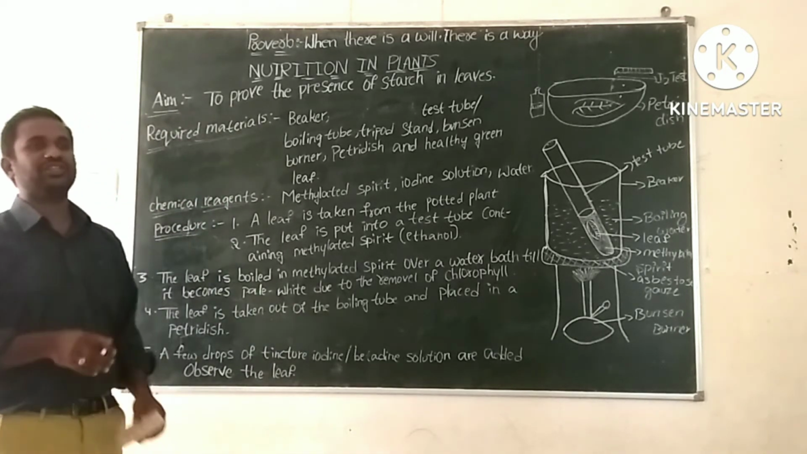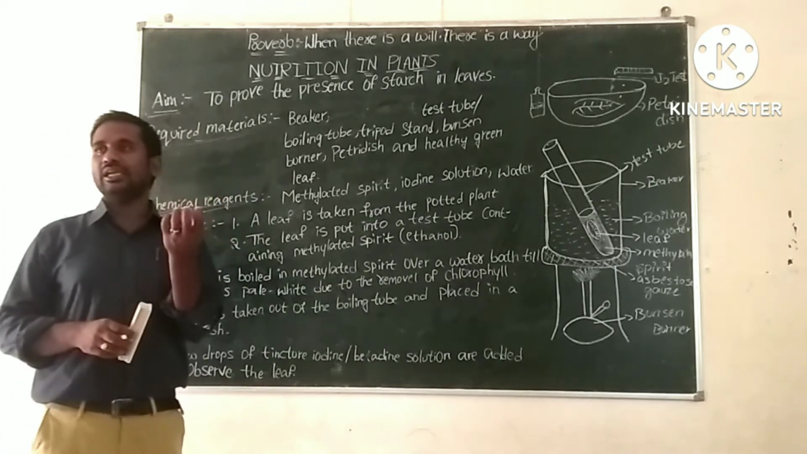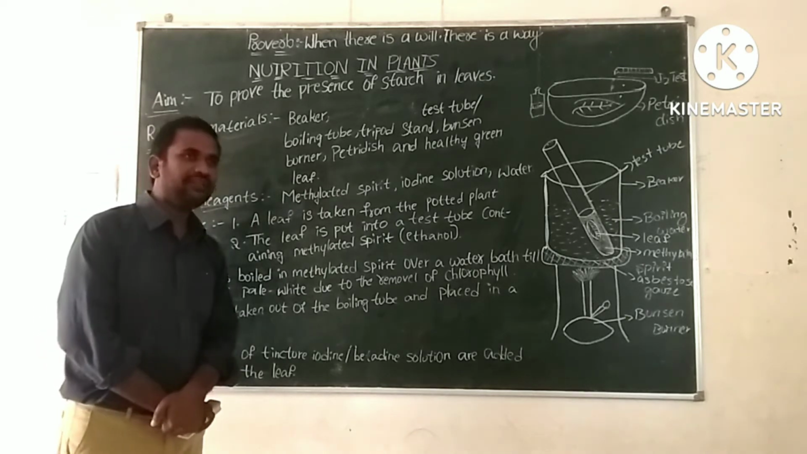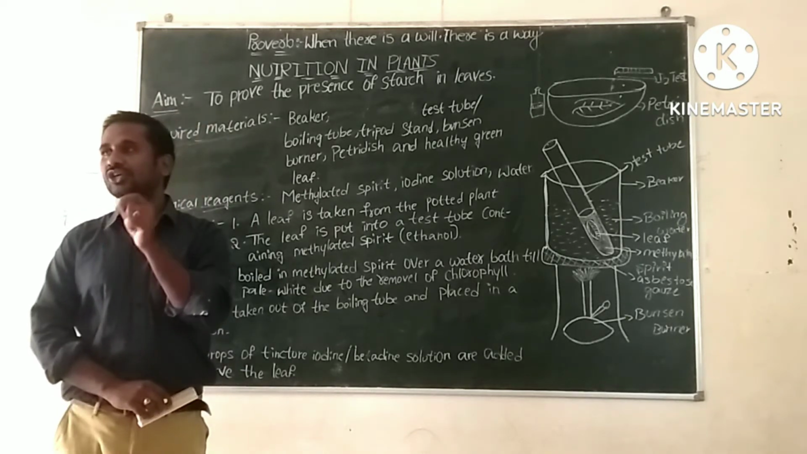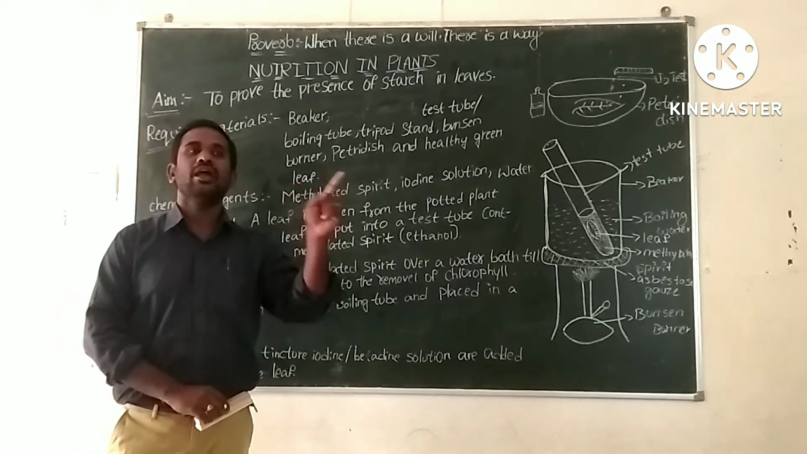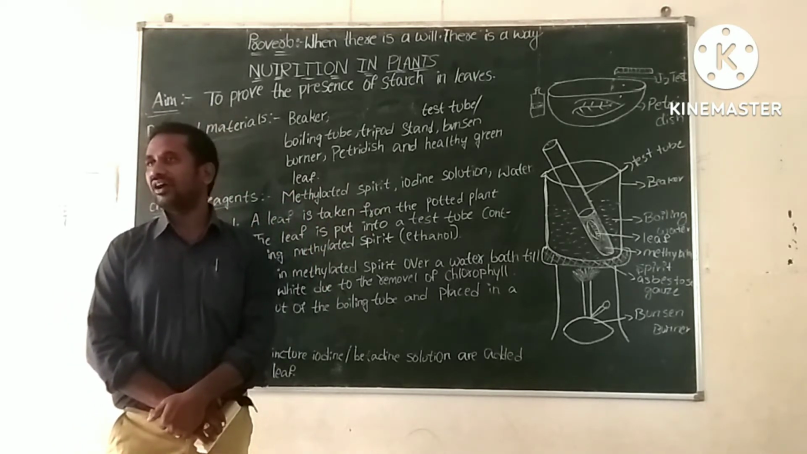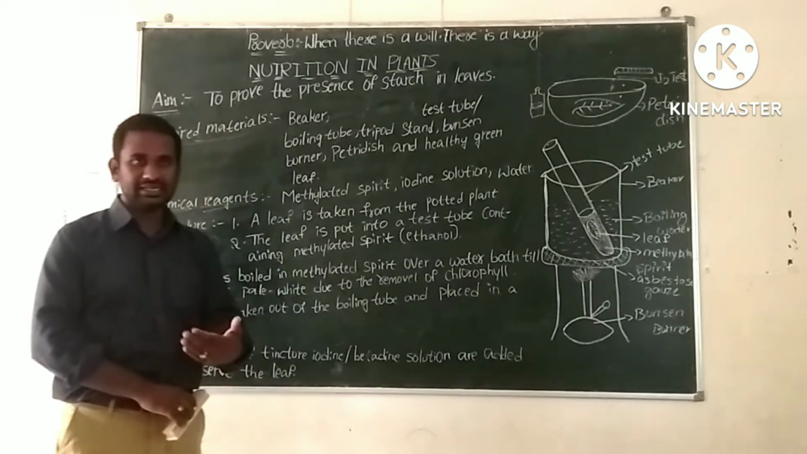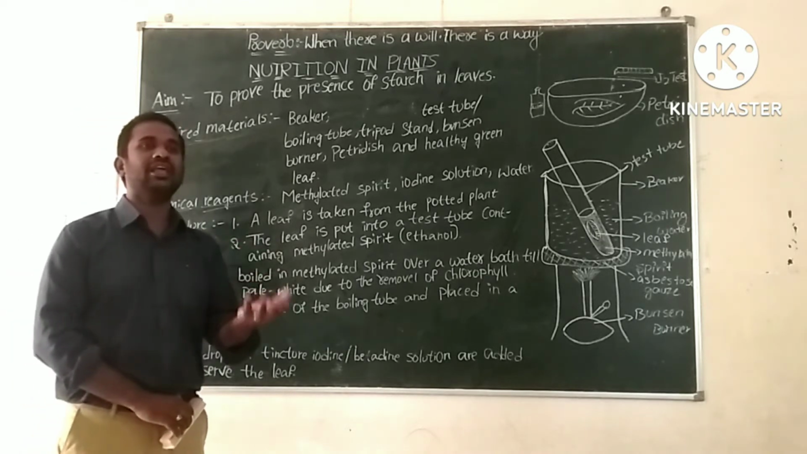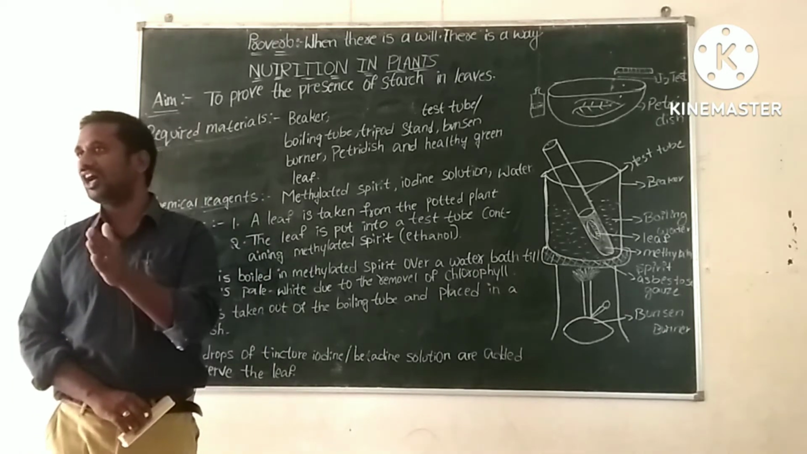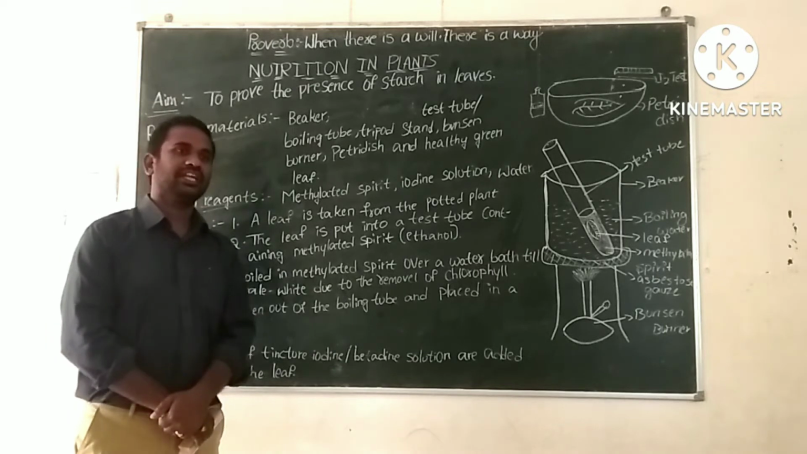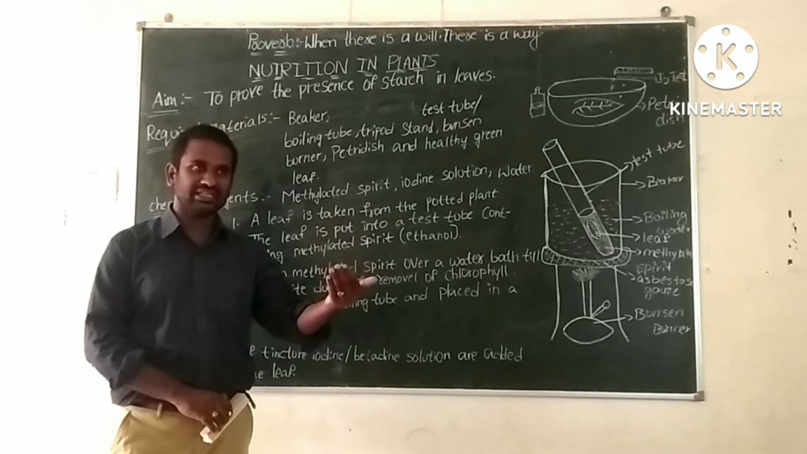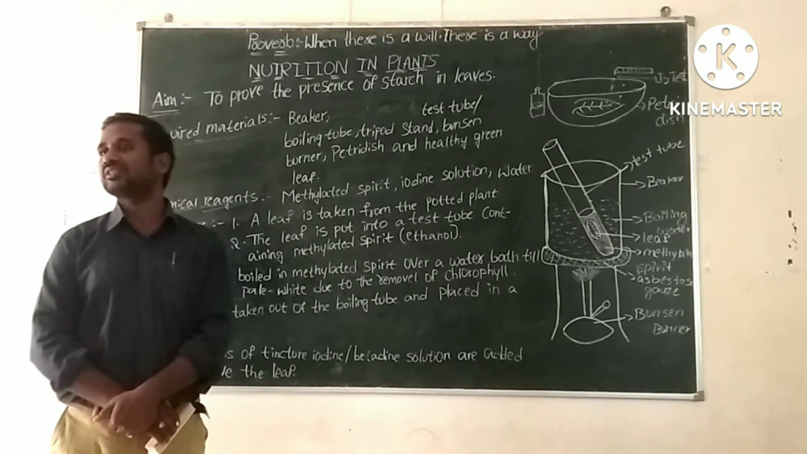Now the observation. When you add the iodine solution to the surface of the leaf, the iodine solution reacts with the starch present in the leaf, and immediately it gives a blue-black color. The blue-black color indicates the presence of starch in the leaf. It means there is the process of photosynthesis. Due to the photosynthesis process, starch was prepared.